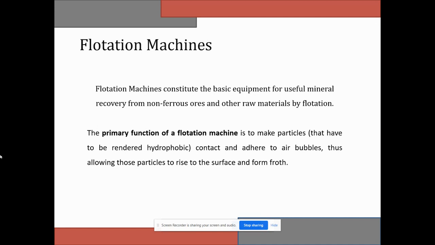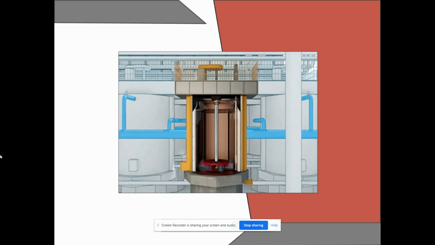Moving on to our topic, flotation machines. Flotation machines constitute the basic equipment for useful mineral recovery from non-ferrous ores and other raw materials by flotation, whose primary function is to make hydrophobic particles contact and adhere to air bubbles, thus allowing those particles to rise to the surface and form froth. Next slide. Here is a short GIF to detail the entire mechanism of the machine. Next slide.